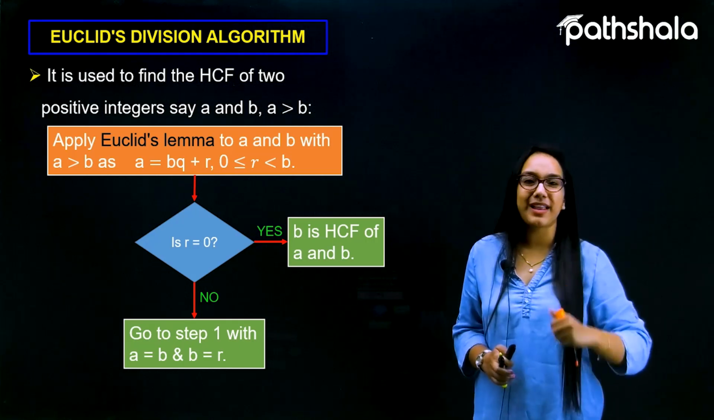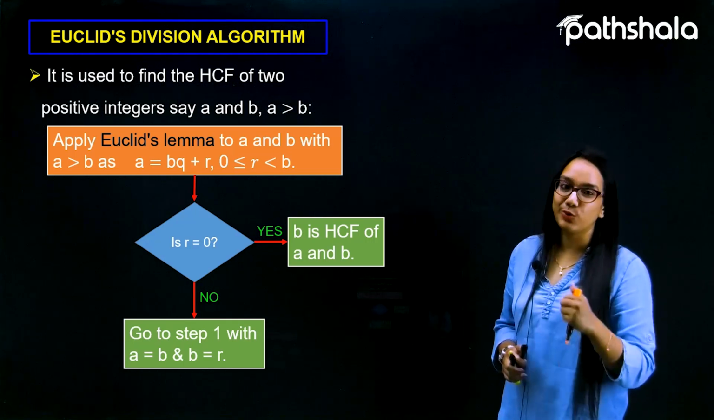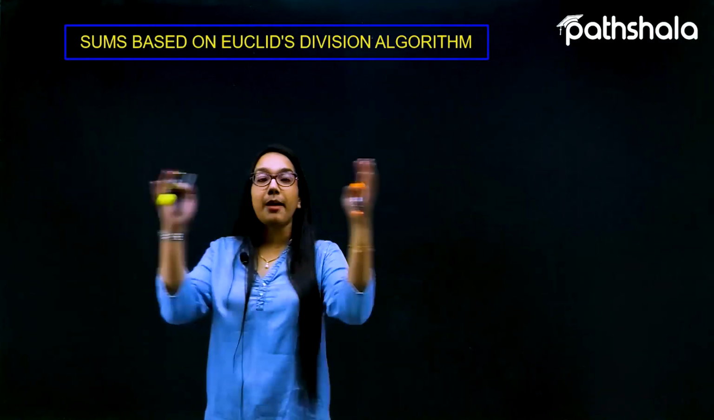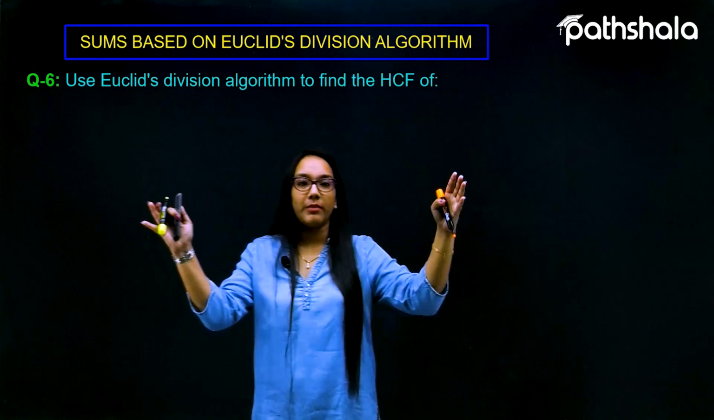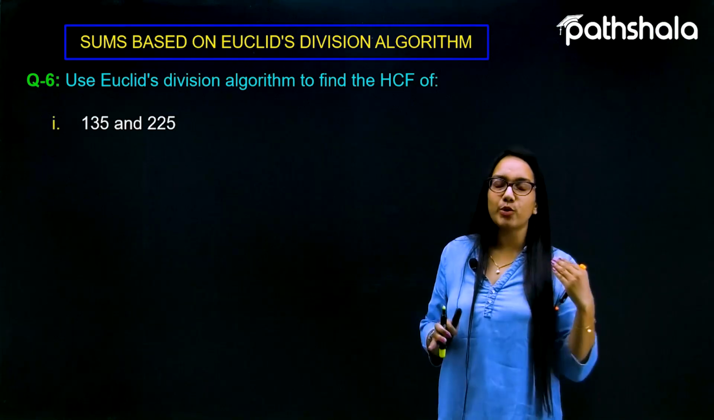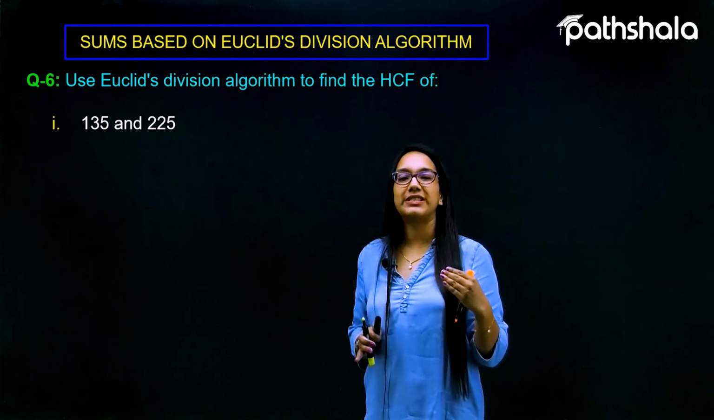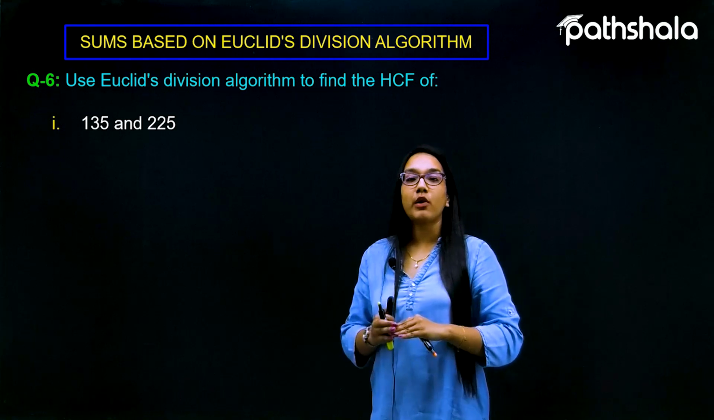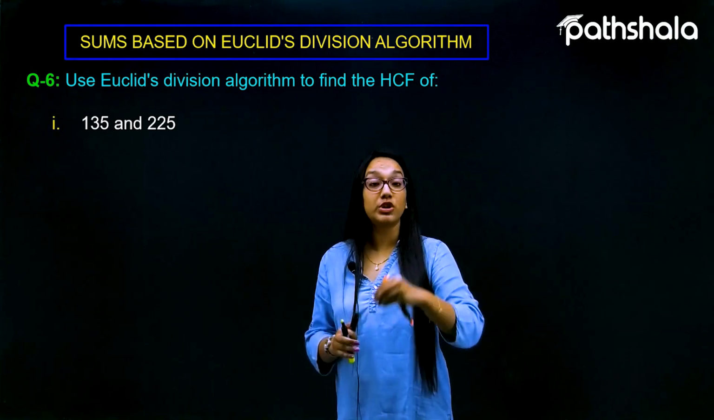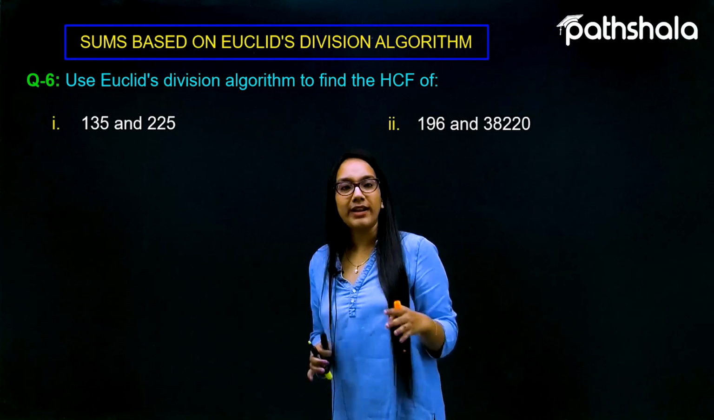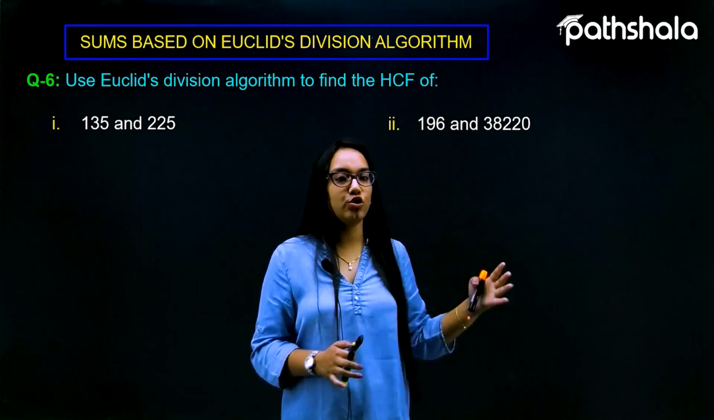So let's apply Euclid's division algorithm to some questions. Let us suppose we have sums based on Euclid's division algorithm, in which we have to find the HCF of two numbers. The very first part says that 135 and 225 are the two numbers, and using Euclid's division algorithm you have to find the HCF. The second is 196 and 38220.